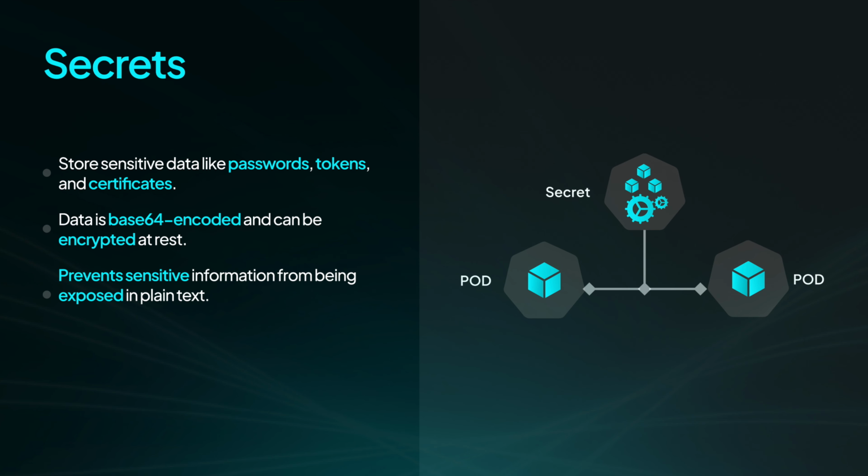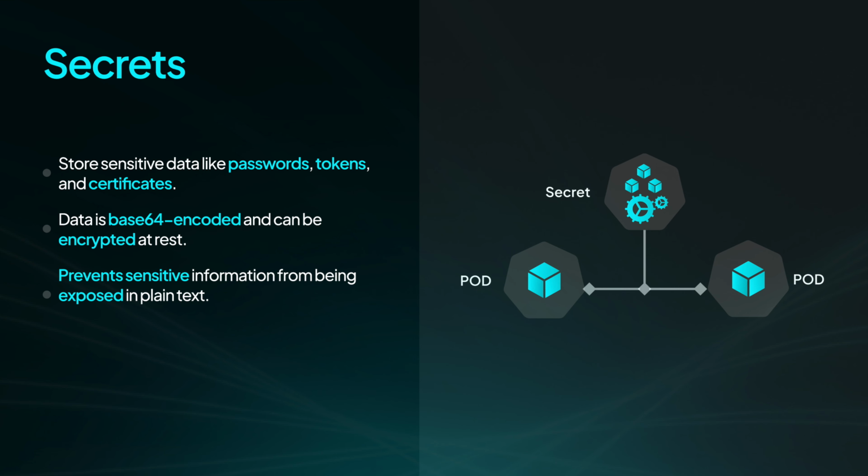While config maps are great for non-sensitive configuration, what about sensitive information like passwords, API keys, or certificates? For that, Kubernetes provides secrets. As the name suggests, secrets are designed to store sensitive data like passwords, tokens, and certificates. Unlike config maps, where data is stored in plain text, data within a secret is base64 encoded and can be encrypted at rest within your cluster, adding a layer of security.